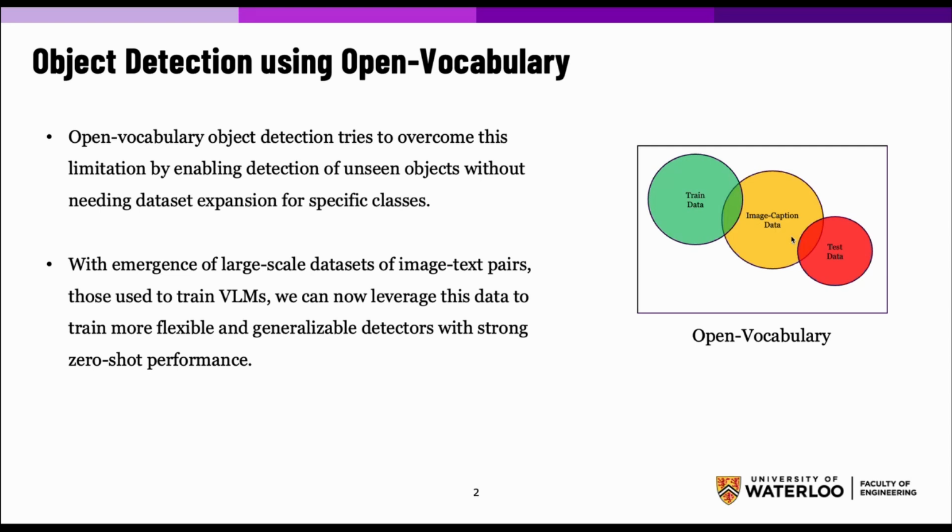So that's where open vocabulary object detection comes in. This type of framework tries to bridge the gap between trained data and test data. Essentially, how it does this is by leveraging large scale data, large scale image to text pairs, kind of what you see with VLMs. They're trained on massive amounts of data, and because of that, we have enhanced generalization, and because of that, we will improve our zero shot performance.